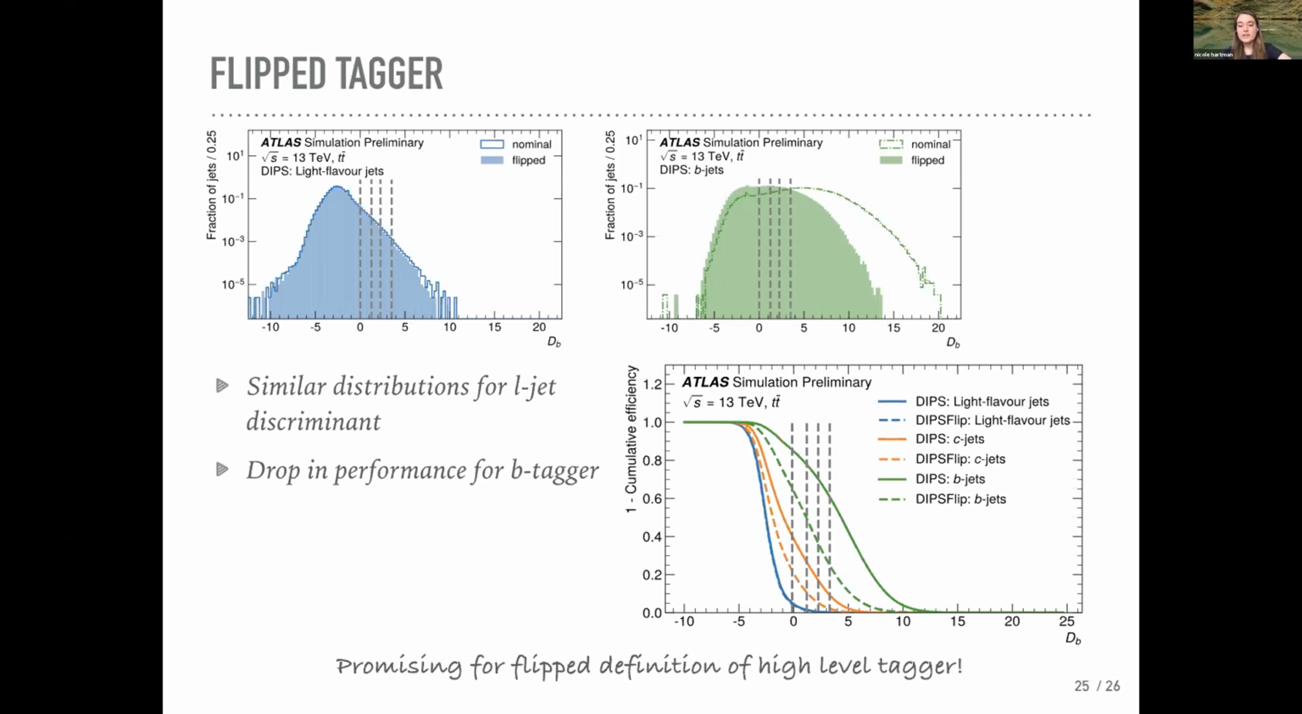The final plot in the lower right-hand corner is just showing the cumulative density function when you're integrating from larger values of dB to smaller values of dB. And so the solid and dashed lines for dips and dip split for light jets in blue are roughly on top of each other, while you can see that the efficiency for B jets in the green lines has gone down a lot with the definition of the flip tagger.